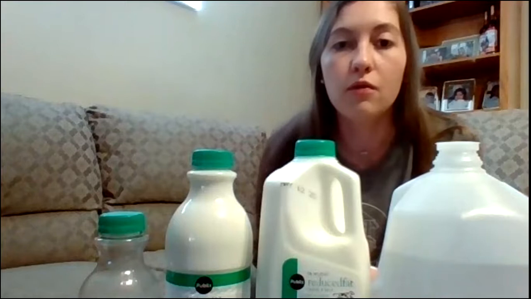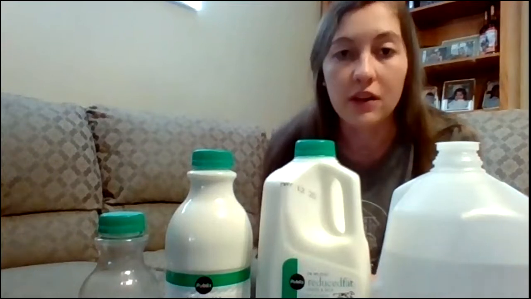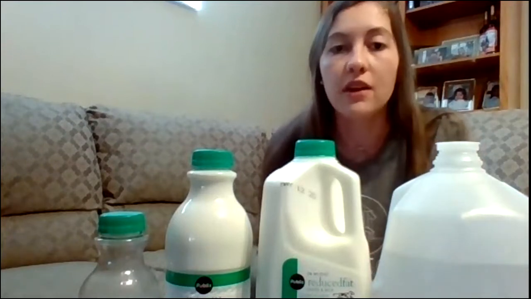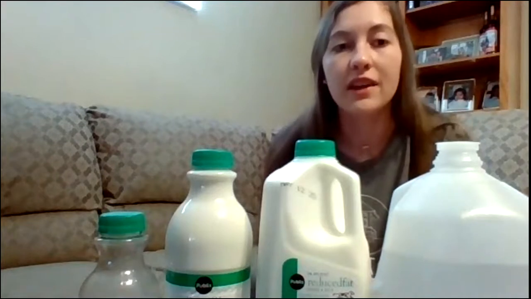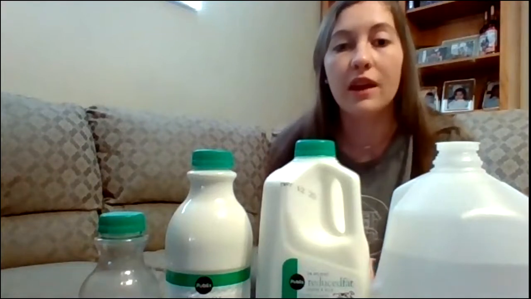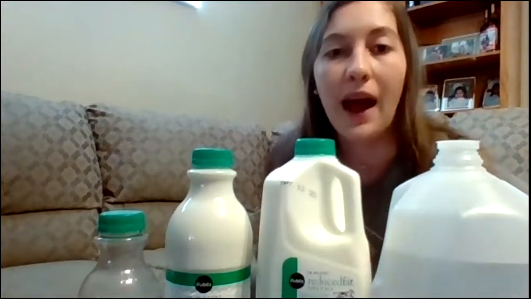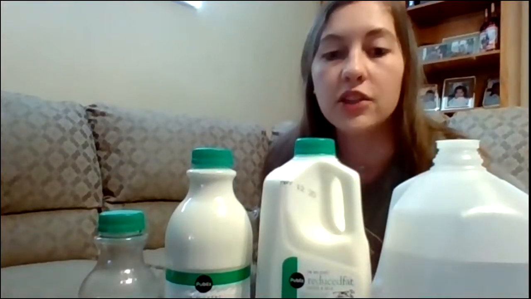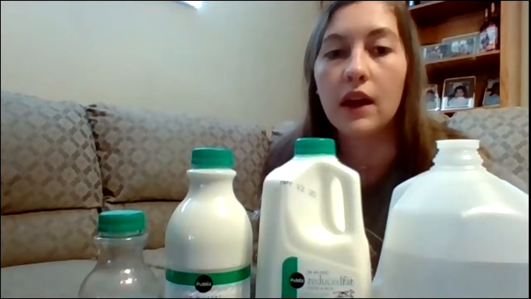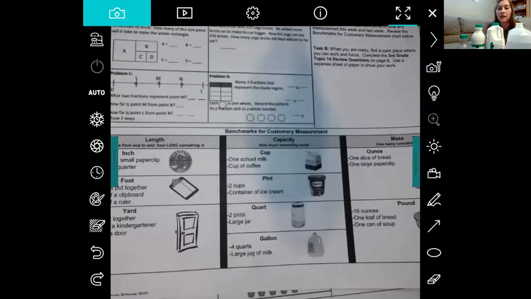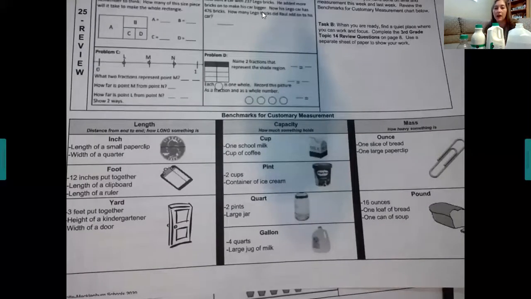So we are going to be looking at customary units, which are units that we use in the United States to measure capacity. I'm going to show you some examples, and then we're going to take a look at your sheet in your packet. So I'm going to go ahead and show you now. In your packet, it says to go over these benchmark units.